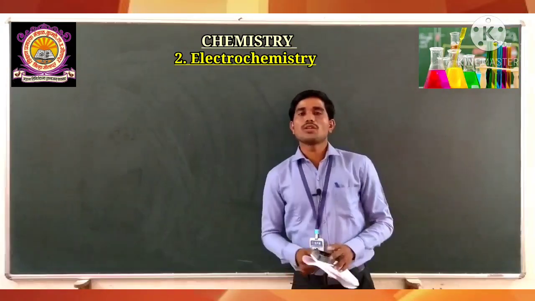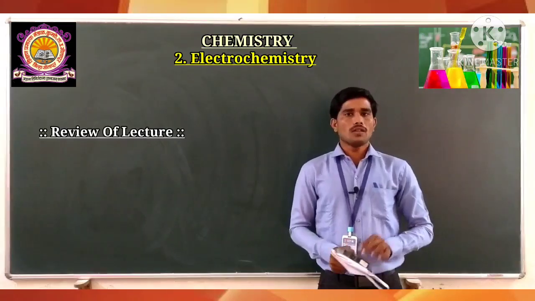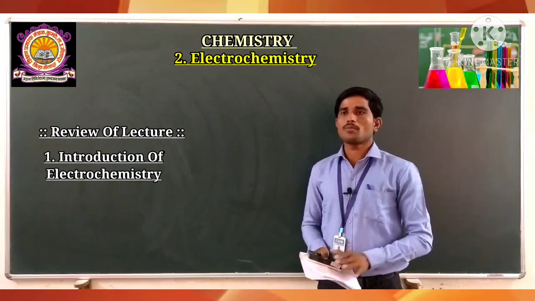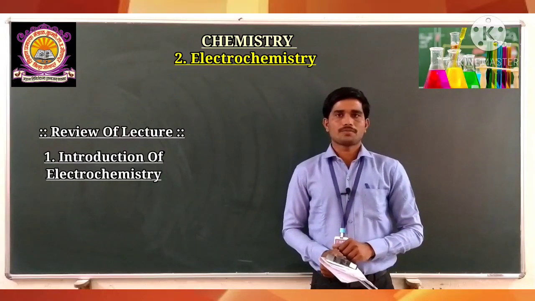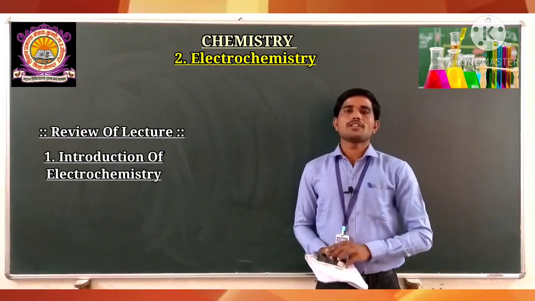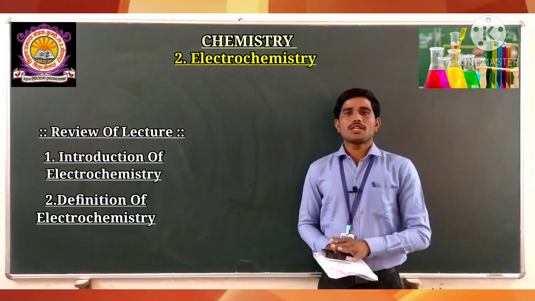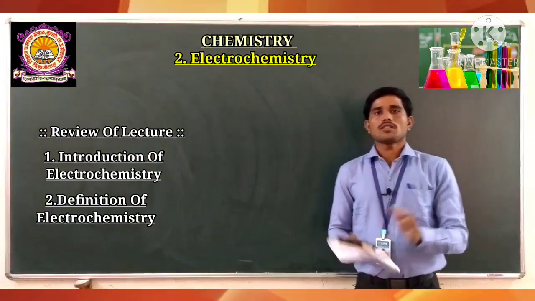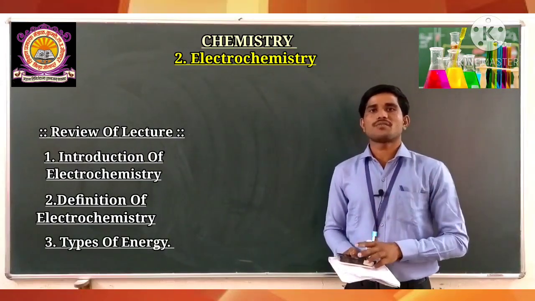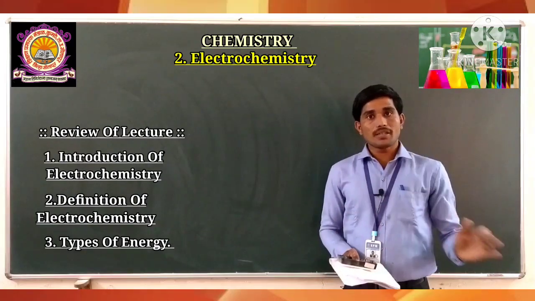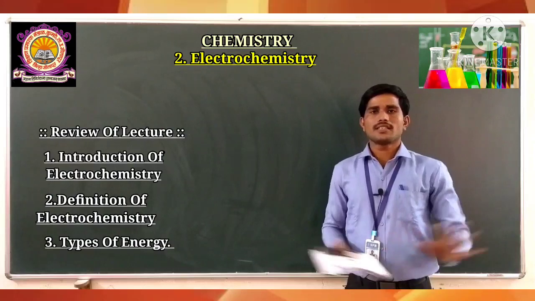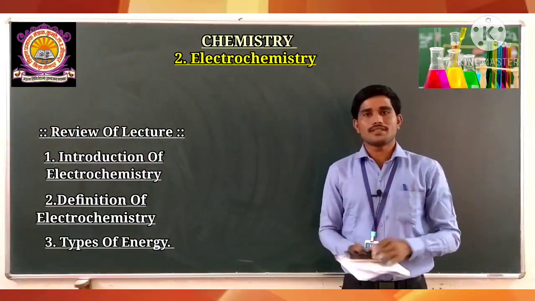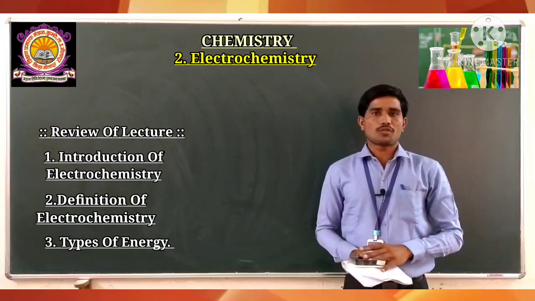In today's lecture we just see the introductory part of our topic, the second topic of our syllabus: electrochemistry and corrosion. Electrochemistry is a branch of physical chemistry where we study the relationship between electric energy and chemical energy. Energy comes in different types like heat energy, electrical energy, chemical energy, solar energy, and wind energy, but the relationship between electric energy and chemical energy we study in electrochemistry.